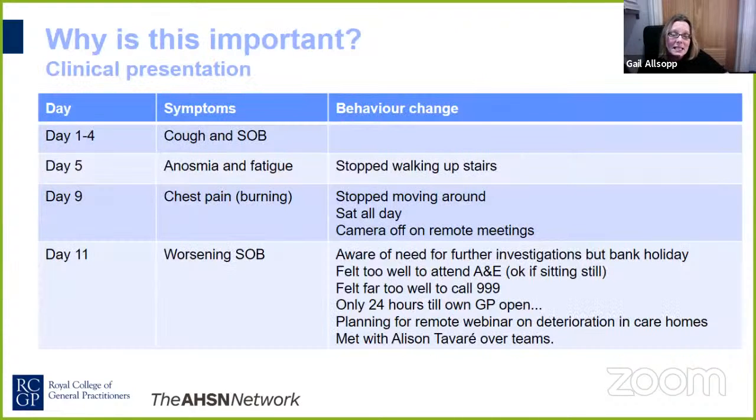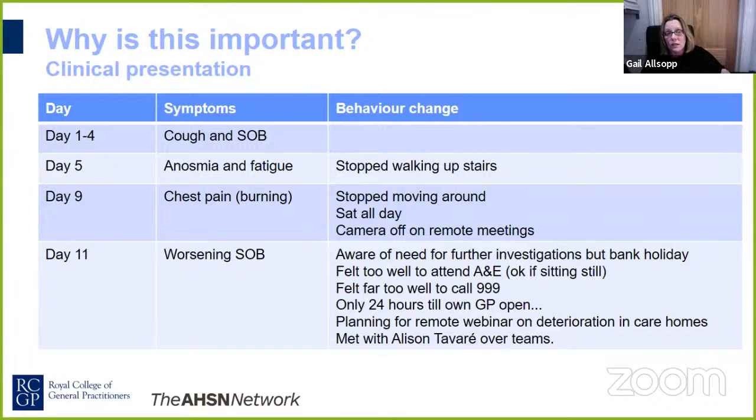So why is this important? What I want to do is take you back to a patient. And of course, if you look at this clinical presentation, it's a very typical one. We all know very well now about the acute presentation of COVID-19. This is my personal COVID journey. So these are my symptoms, and I just wanted to highlight something about silent hypoxia.